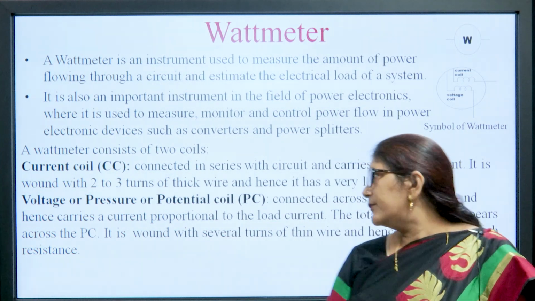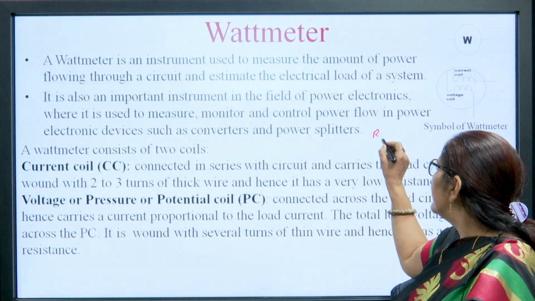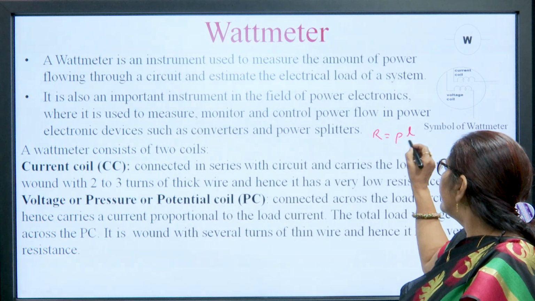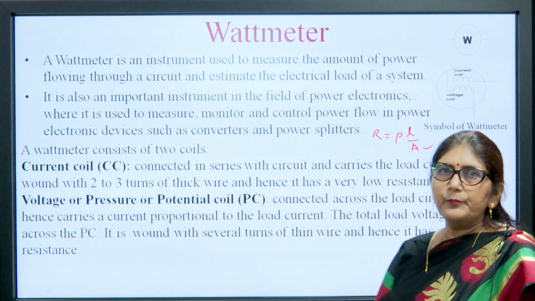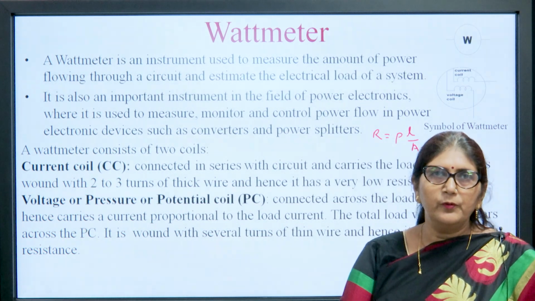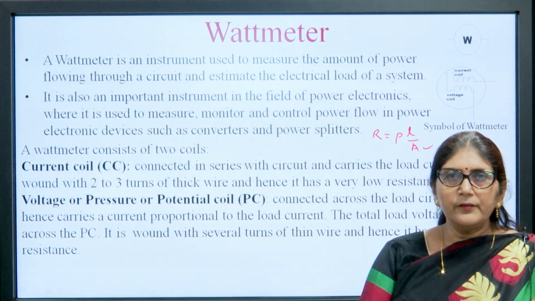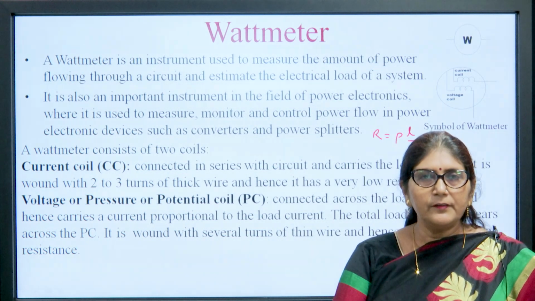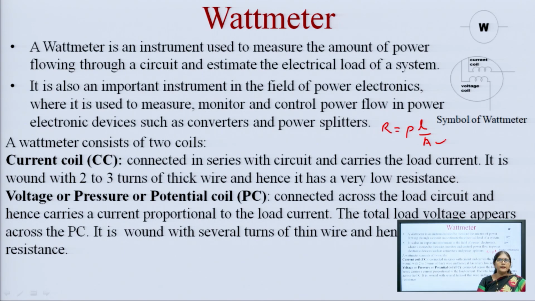We know that R is equal to rho L by A. So, if the cross sectional area is more, then the resistance is low. So, the current coil is thick and it is connected in series, so its cross sectional area is more. Similarly, the voltage or pressure coil is connected across the load circuit, since the purpose of using the wattmeter is that the whole current flows through the load circuit.